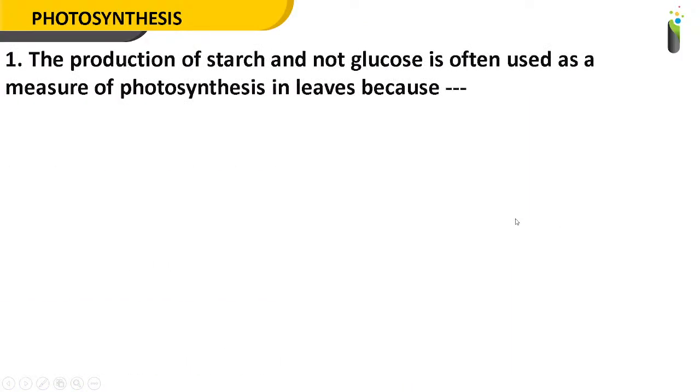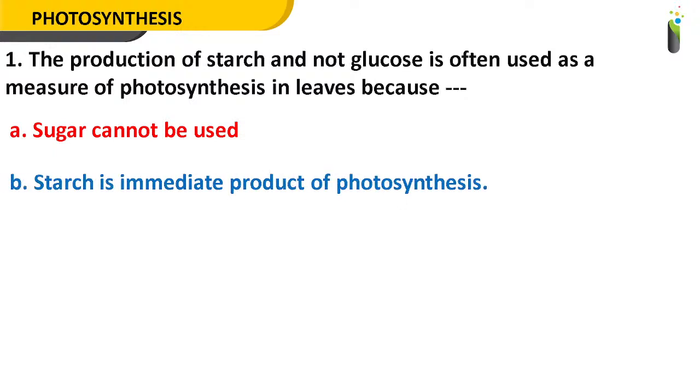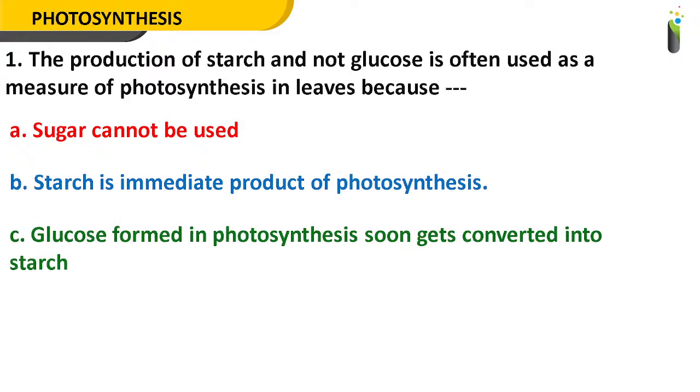Question number one. The production of starch and not glucose is often used as a measure of photosynthesis in the leaves because A. Sugar cannot be used. B. Starch is immediate product of photosynthesis. C. Glucose formed in photosynthesis soon gets converted into starch. D. Starch is soluble in water. So what should be the answer for this?